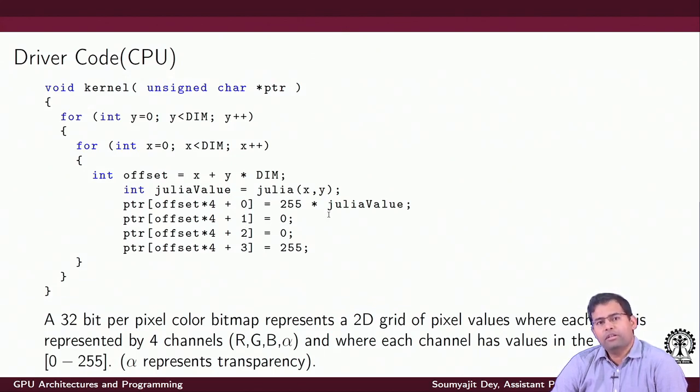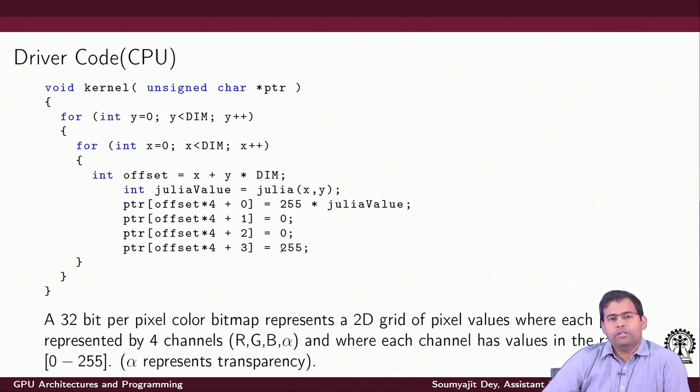As we decided earlier, if it is a member, then we are going to color it red, and otherwise it is all black. If I have to color it red, the Julia value is 1 and the first channel represents red. So, I multiply 1 with 255 and write it in the red channel. For the other G and B channels, we keep them at 0, and we also set the transparency value to full.